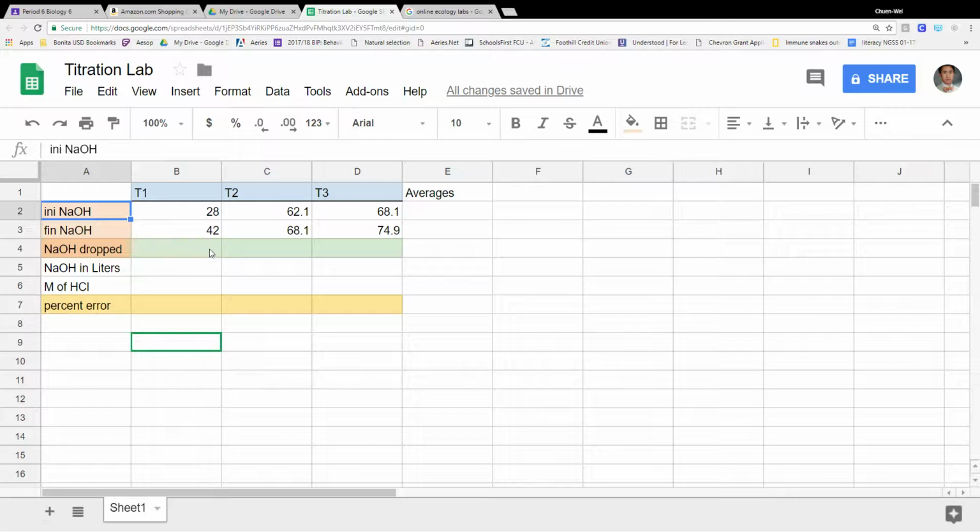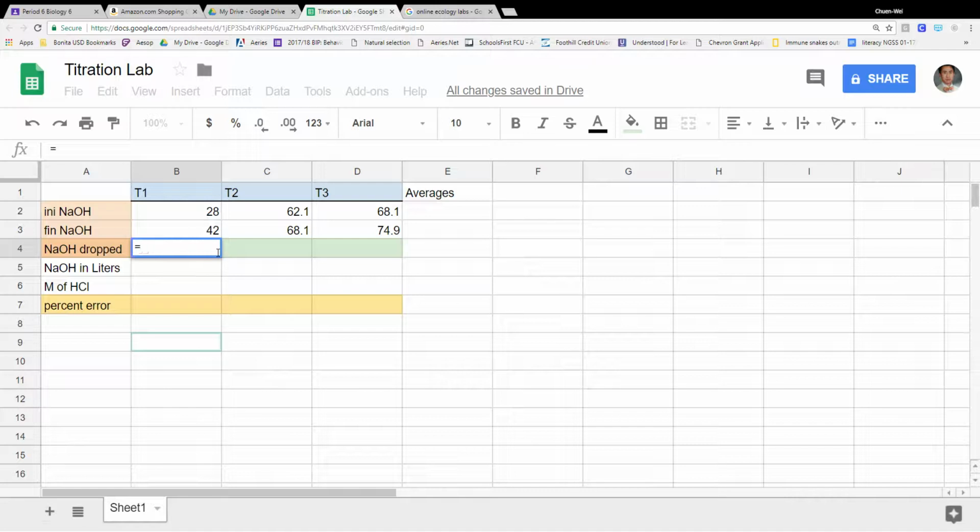Okay, well, let's get started. So, with this raw data, we can easily find out what was the change in the NaOH. We started at 28, we ended up at 42. All we got to do is find the difference, and that's easily done. I would just do equal sign. The equal sign is key here, ladies and gentlemen. Once you have an equal sign, it changes that cell into something that's going to calculate things for us.